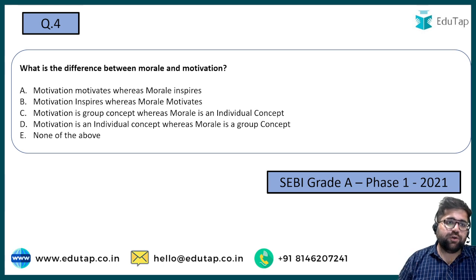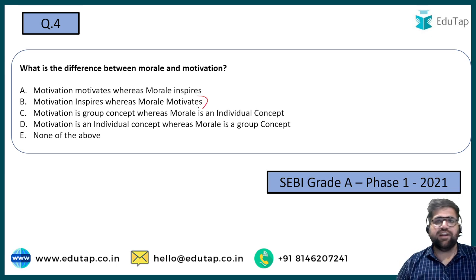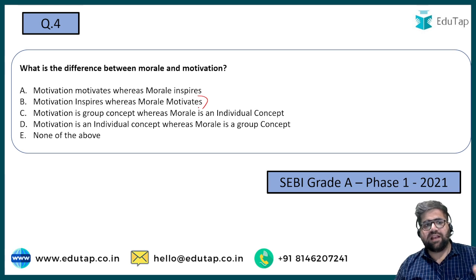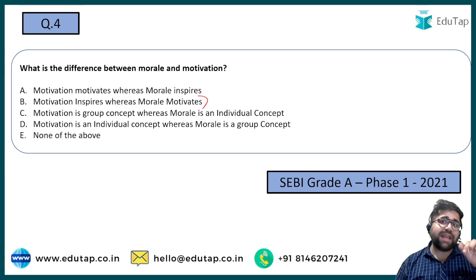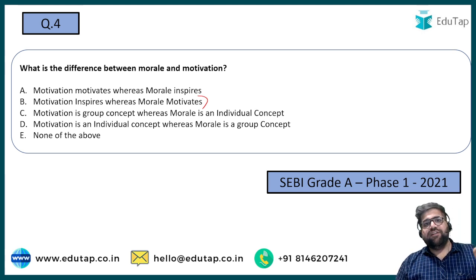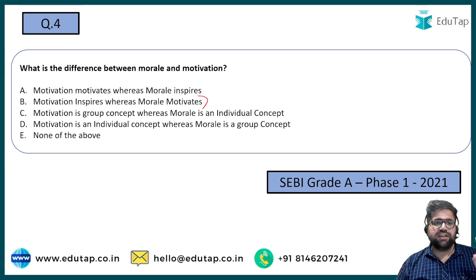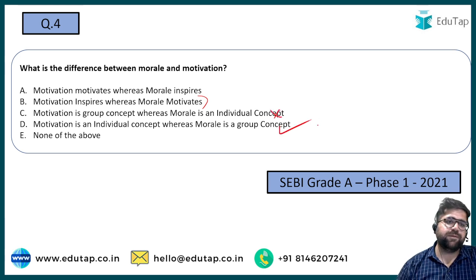So on that particular basis, if you see, "motivation motivates where morale inspires, or motivation inspires where morale." So these two statements are completely fake and bogus, because even morale can motivate you, and motivation can inspire as well. So these two statements don't make any sense. "Motivation is a group concept, whereas morale is an individual concept." This particular statement is false and this particular statement is right.